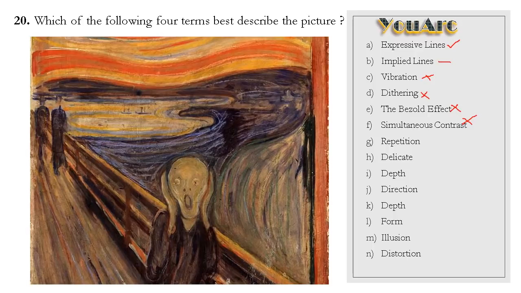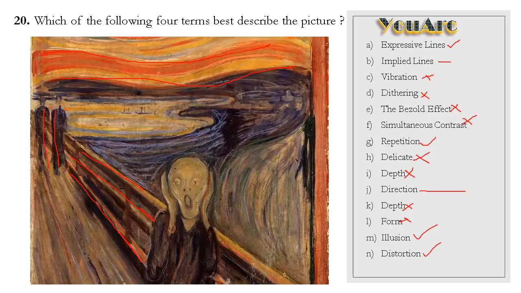Repetition, yes, line repetition is there. We can see this line is repeated. This is some repetition. Human figures are repeated here. These lines are being repeated. So some repetition is there. Delicate, we can't say this is delicate definitely. Depth, no. Direction, yes, some direction is there, but not really exactly. No depth, no such form. Illusion, yes, it is there. Distortion, yes, we have distortion also.